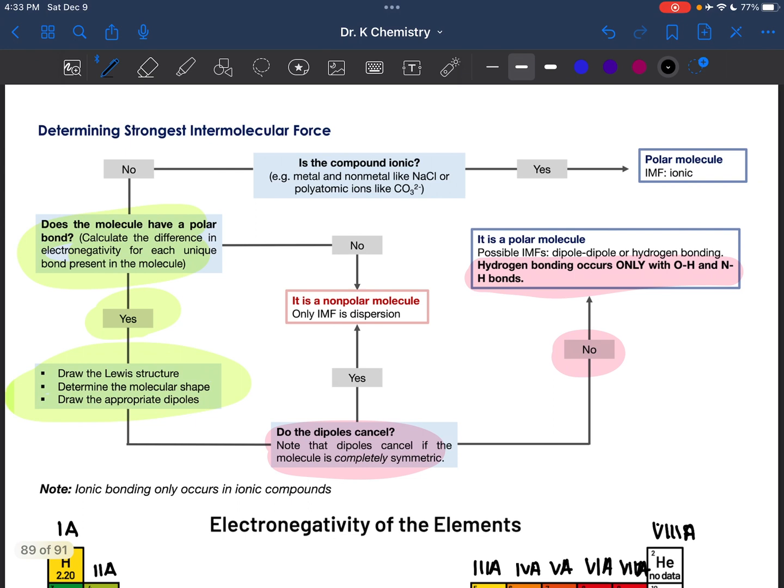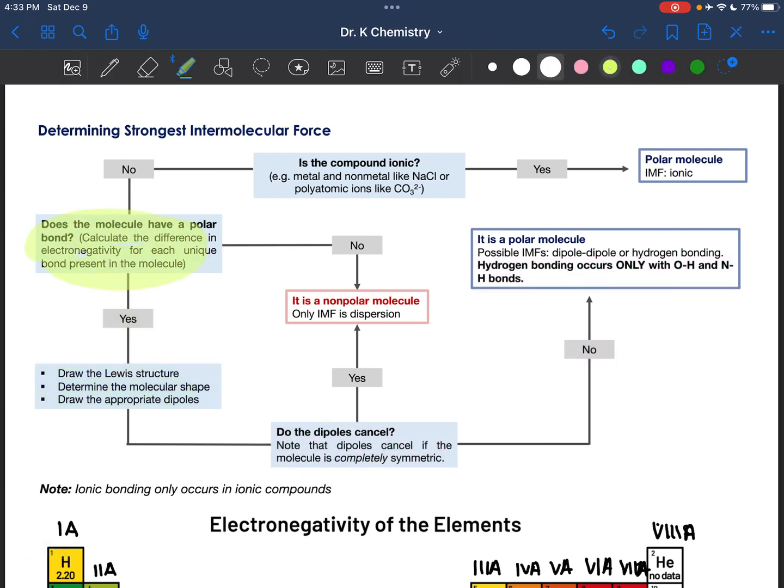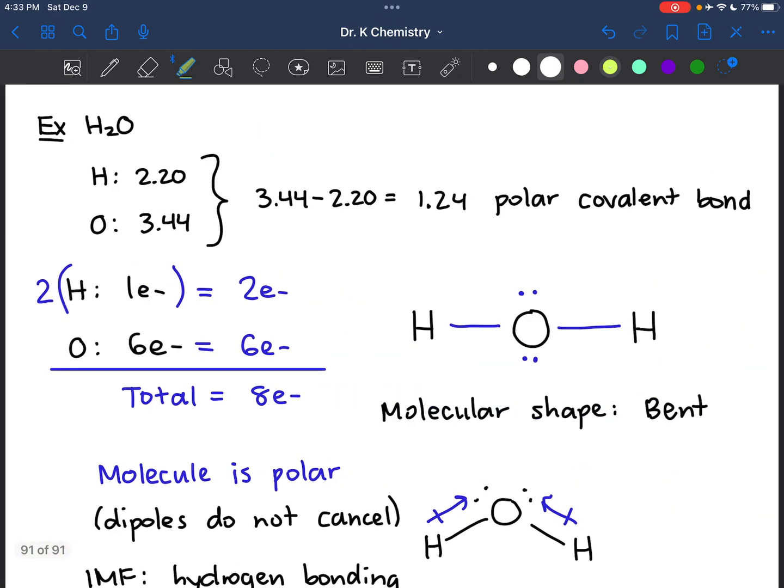Okay. As soon as we have a polar bond, we do need to think about this further. So we are here now. And since we have a polar bond, we need to draw the Lewis structure, which we fortunately already did. We need to determine the molecular shape, draw the dipoles, and see if those dipoles cancel.